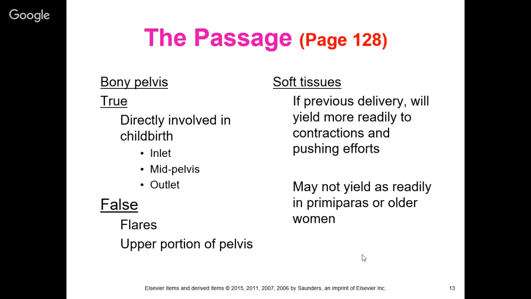Oh, the passage, bony pelvis. There's a true pelvis and the false pelvis. So the true pelvis is directly involved with childbirth. Soft tissues, if previous delivery, will yield more readily to contractions and pushing. That's why subsequent deliveries usually are a lot shorter. And a normal delivery for a first-time mom is about 24 hours.